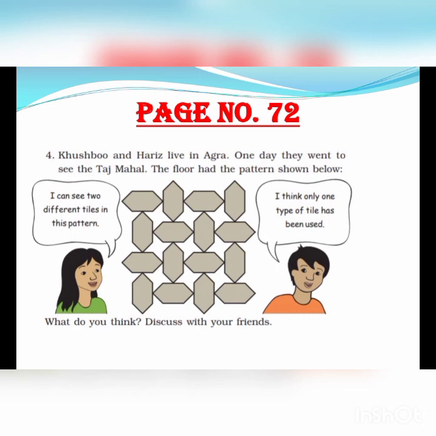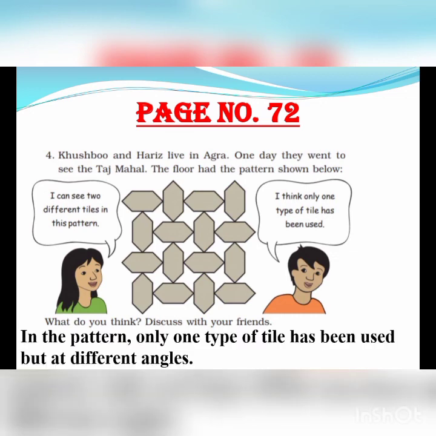What do you think? 2 different tiles are there or only one type of tile is there? Who is correct? Khushbu or Haris? Yes, only one type of tile has been used but at different angles. Clear? Good. So we can say Haris is correct.